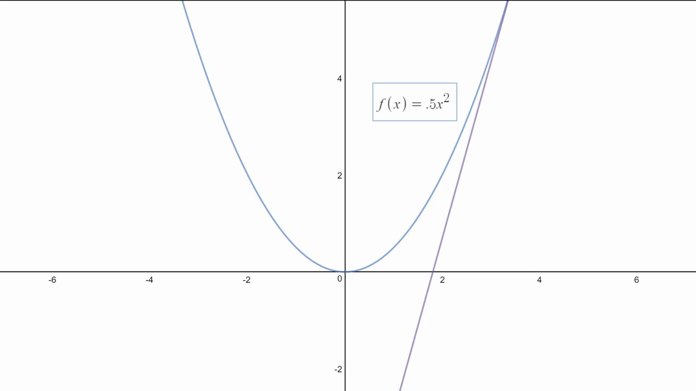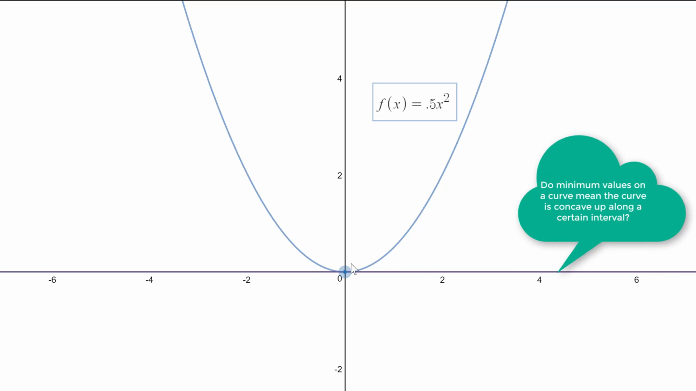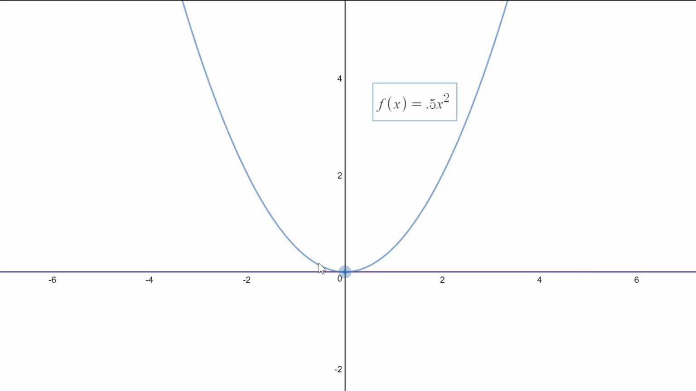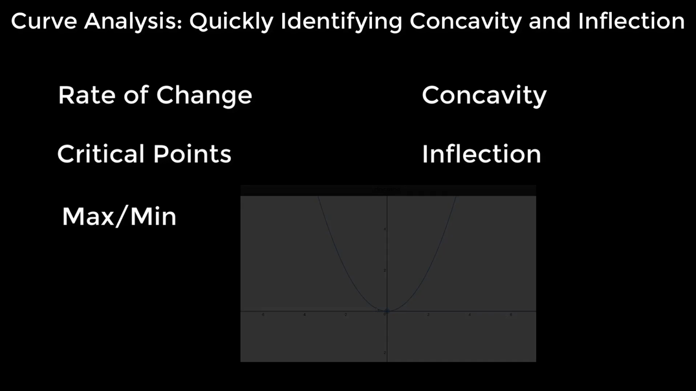In addition, let's go ahead and take a step back and look at that minimum value right here where we have that horizontal tangent line. Is it also a coincidence that we have a local minimum where the curve is concave up? Is it possible to have a local minimum if the curve is concave down? That's a question that we're going to answer in this video.